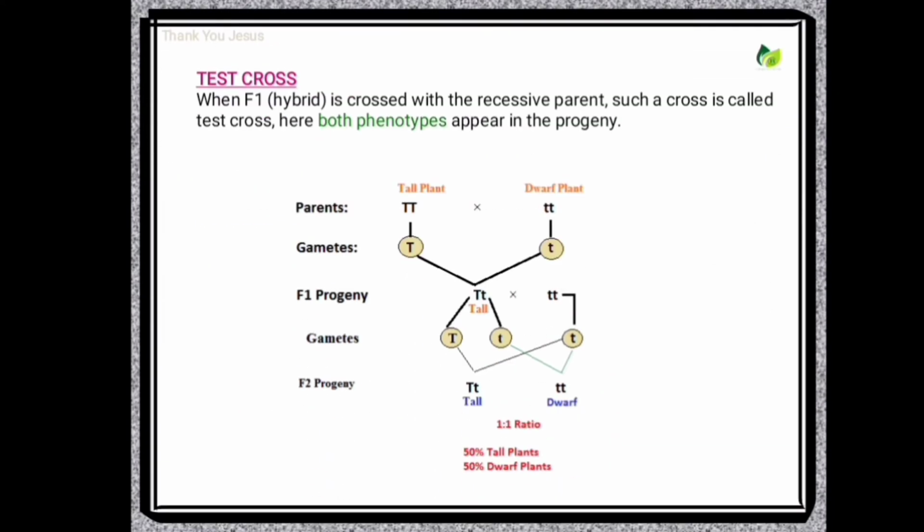Let's see the test cross. When an F1 hybrid is crossed to one of its parents, the cross is called a back cross, as you know. And when it is crossed with a recessive parent, it is called a test cross. Let's see the definition exactly. When F1 is crossed with a recessive parent, such a cross is called a test cross. Here, both the phenotypes appear in the progeny equally.